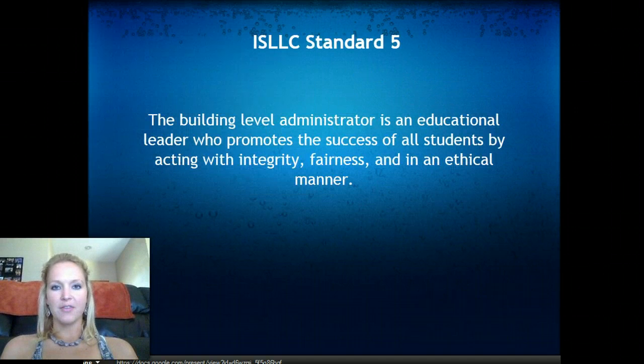I wanted to start off by talking about the ISLLC standard number 5 since we refer to it throughout the whole case study. The building level administrator is an educational leader who promotes the success of all students by acting with integrity, fairness, and in an ethical manner. When I approached this study, I kept this standard number 5 in the back of my mind throughout when I was trying to become the administrator and decide what I would like to do in this situation.